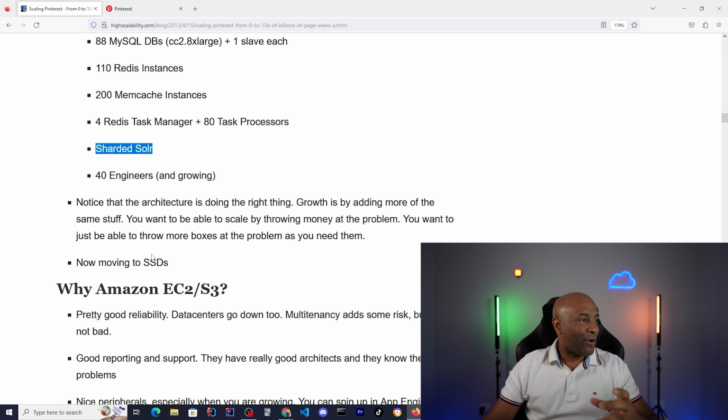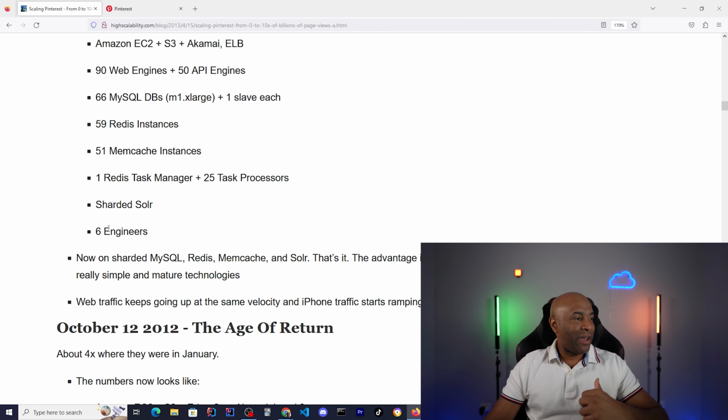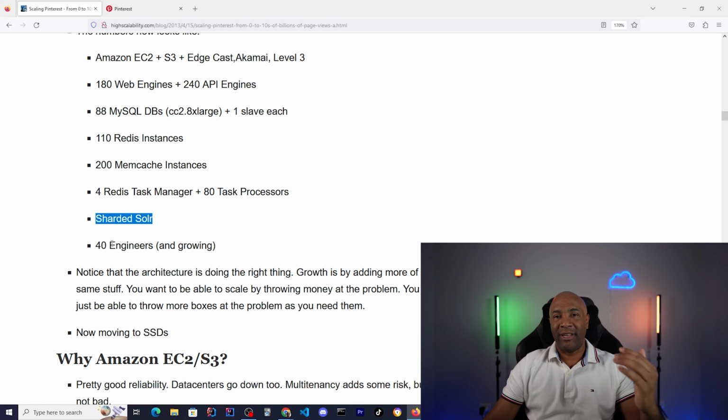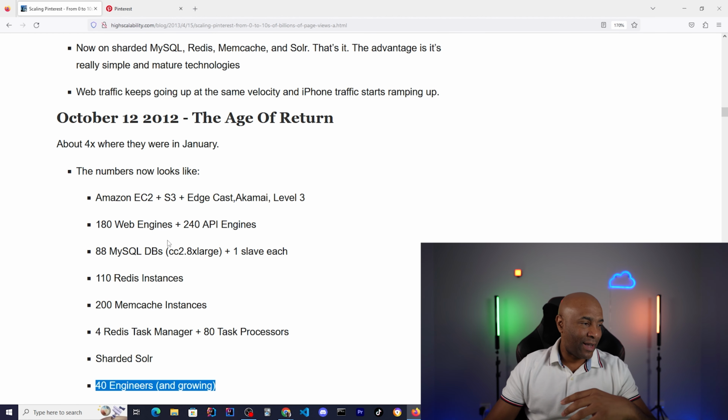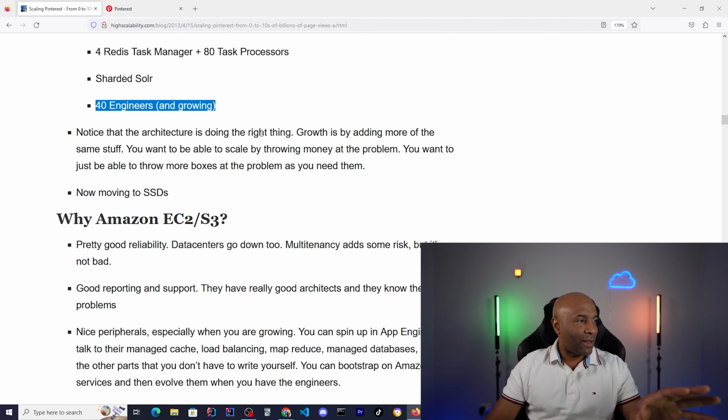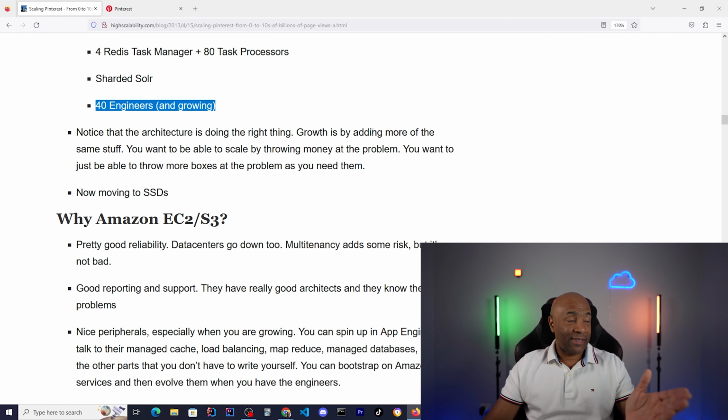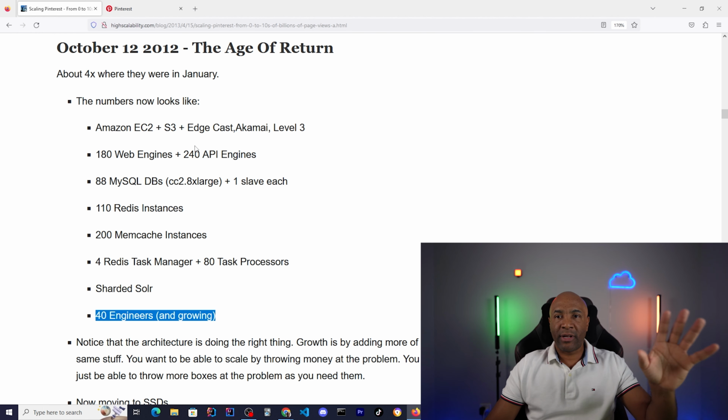So from 6 engineers in the last iteration, they ended up with 40 engineers in the Age of Return, as they call it. The last step here that I'm going to read is that they note that the architecture is doing the right thing. Which means all the design, all the architecture and the infrastructure needs to do the right thing. And the right thing is what the product is supposed to be doing, not what any engineer or anyone else wants it to be. Growth is by adding more of the same stuff, which is exactly what they achieved here in the Age of Maturity and Age of Return.